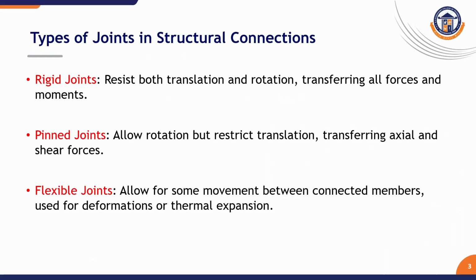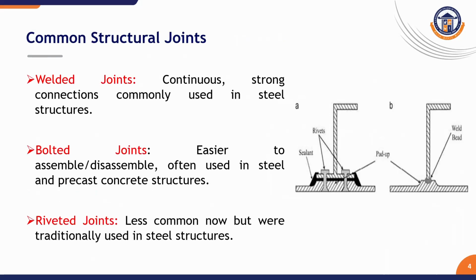Some other common types of joints are welded joints, bolted joints, and riveted joints. Welded joints are continuous and strong connections which are commonly used in steel structures. Bolted joints are easy to assemble and disassemble, and often used in steel and precast concrete structures. Whereas riveted joints are traditionally used in structural elements, but are less common, replaced by welding or bolting nowadays.